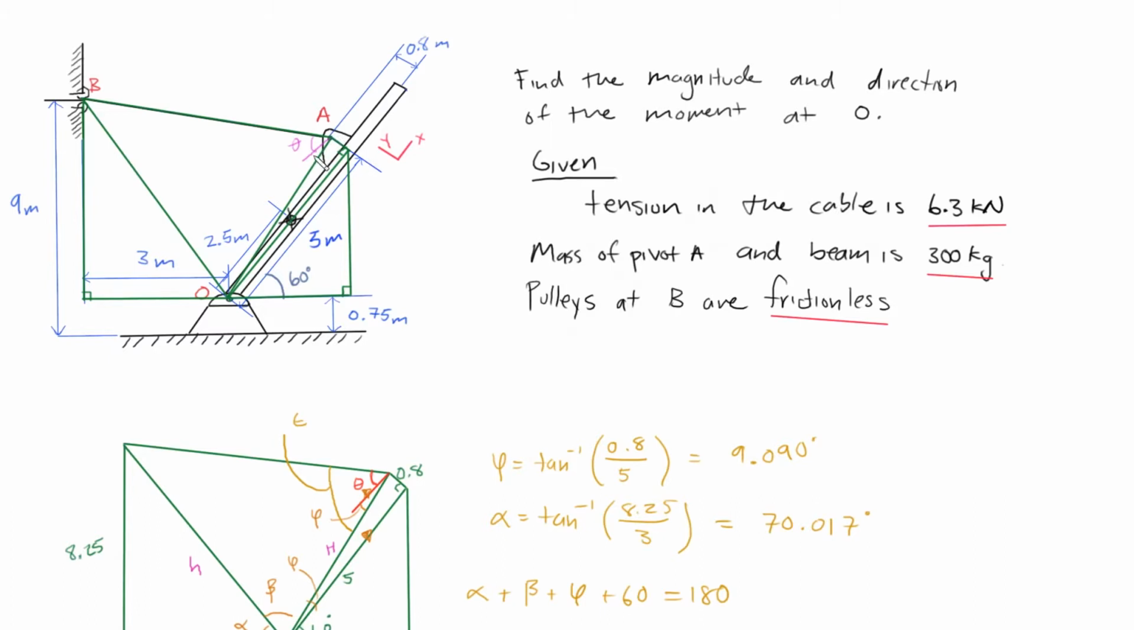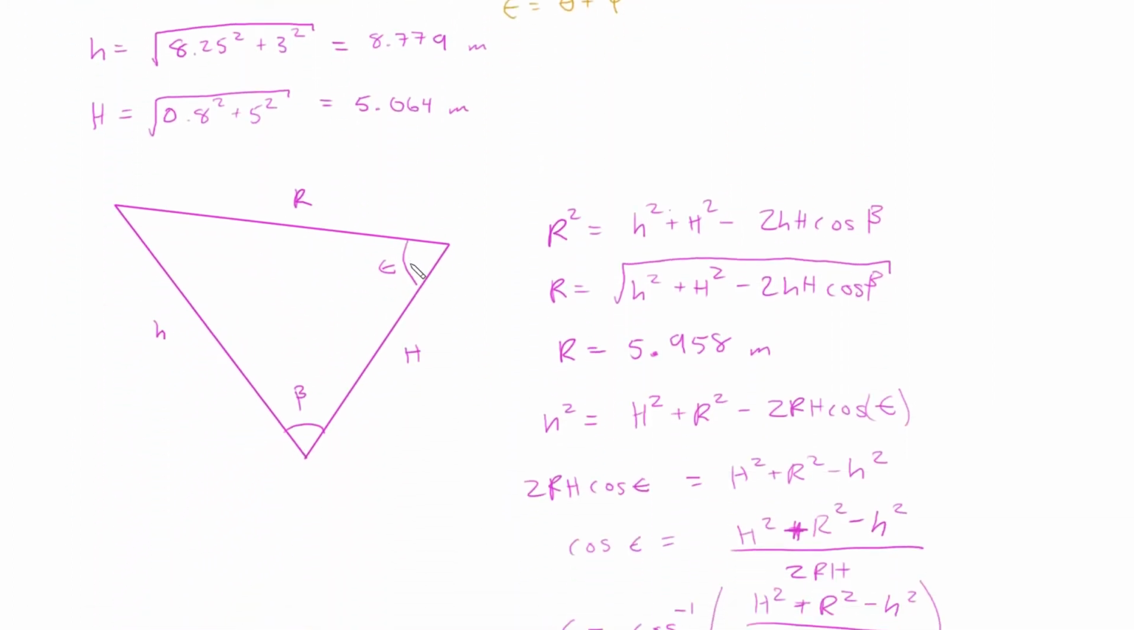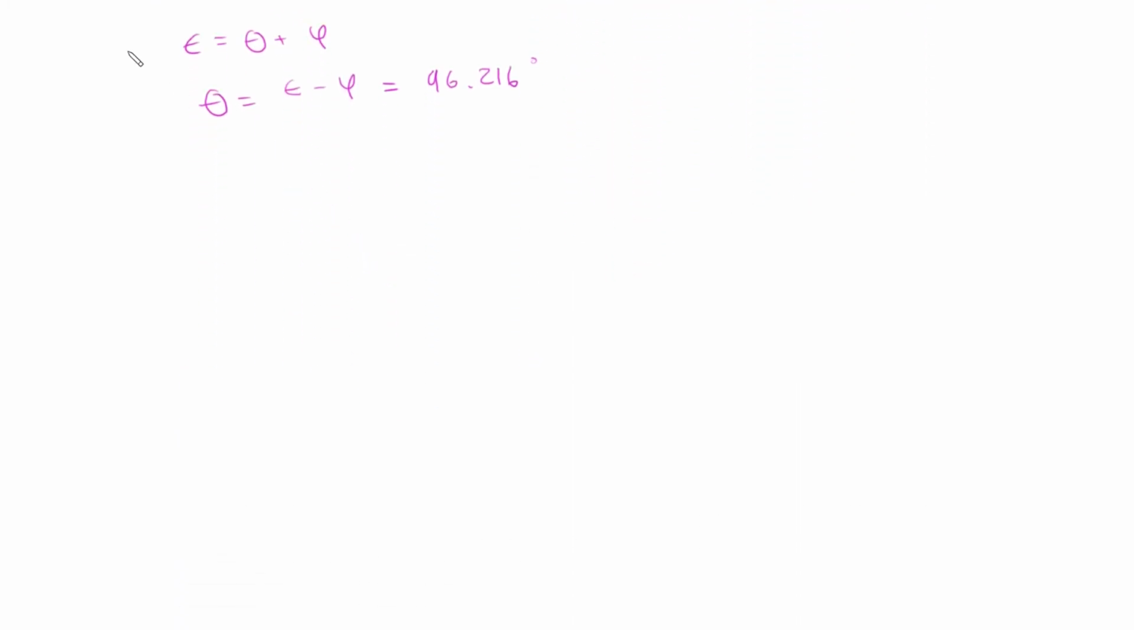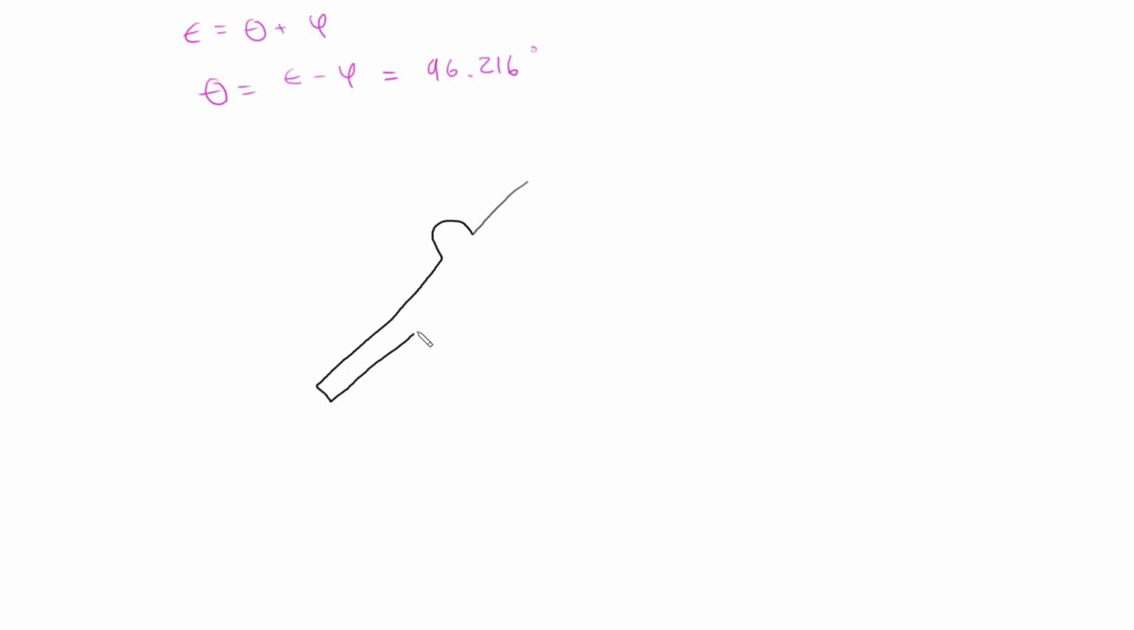So now we're going to draw the free body diagram of the beam plus this pivot A, because we know that the mass of the pivot A and the beam is 300 kilograms, so we want to include this whole thing, and its center of mass is right here, which is 2.5 meters away from point O. So let's draw this free body diagram real quick so we could define that. That's the pivot. Here's the beam. So it should look something like that.